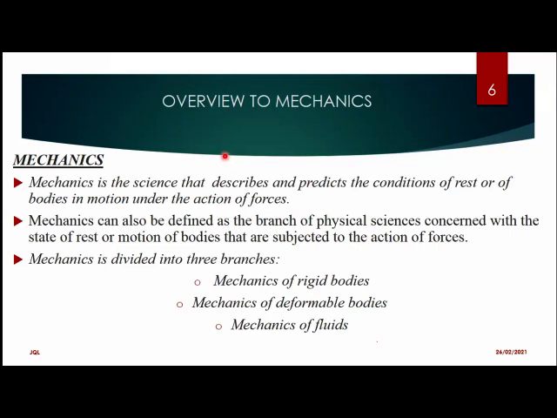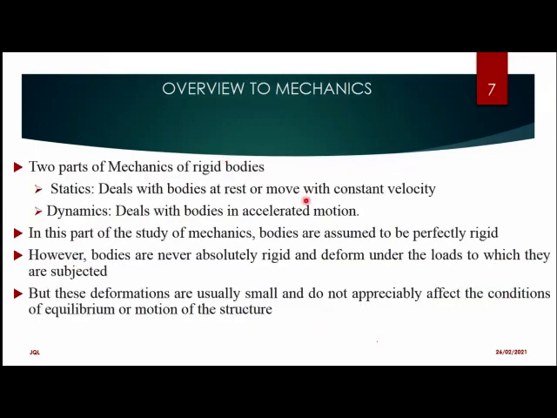So basically, you'd find that most of the infrastructure and machine systems are designed to be in equilibrium. I'm sure all of you know the word equilibrium.